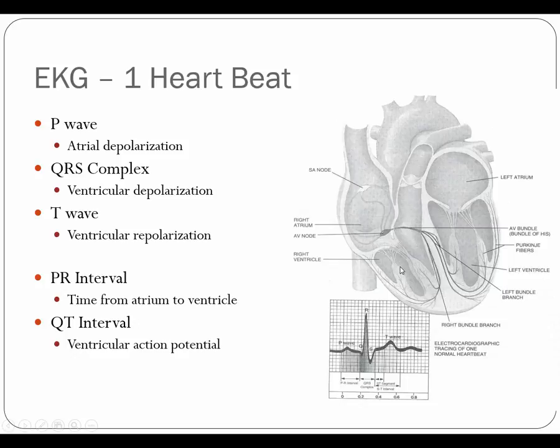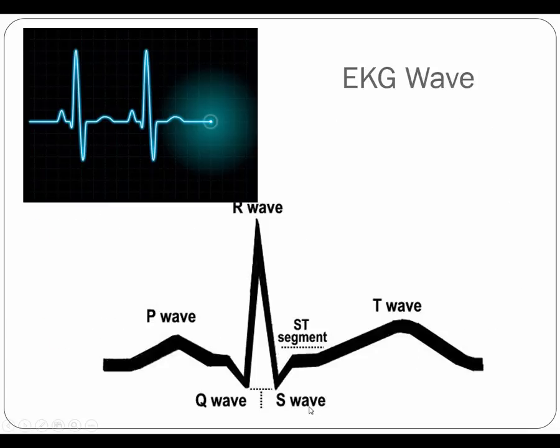And T is the amount of time it takes the ventricles to repolarize and wait for the next beat. PR intervals are the time from the atrium to the ventricle, so when one contracts to the other. And the QT interval is the ventricular action potential, which is the time it takes to repolarize to get ready for another complex. And here's how you can see that.